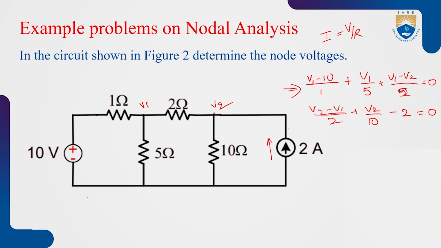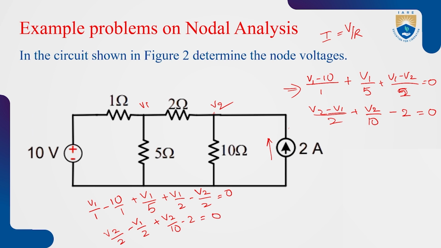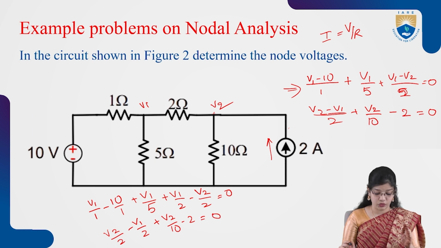So I am writing the equation here: V1 by 1 minus 10 by 1 plus V1 by 5 plus V1 by 2 minus V2 by 2 equals 0. In the same way for the second equation: V2 by 2 minus V1 by 2 plus V2 by 10 minus 2 equals 0. Now we have to take out the terms of V1 and V2.